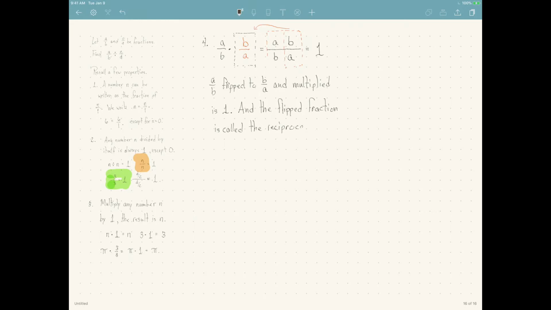It's called the reciprocal. So we would say that b over a is the reciprocal of a over b. All right, we're almost ready. We're almost ready to put all of this together. And I think let's just use our intuition to develop the idea one more time.